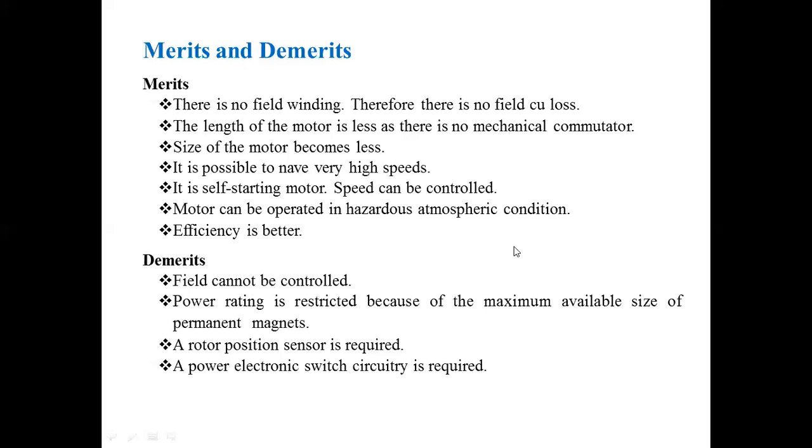Now some more points. For a permanent magnet DC motor, there is no field winding. We are using only permanent magnets. Next, without a field winding, there are no field copper losses. Field copper losses are considered constant losses. Now there are no field copper losses.